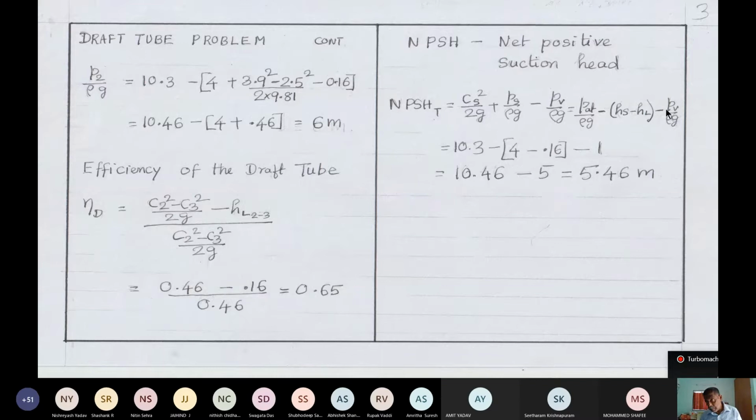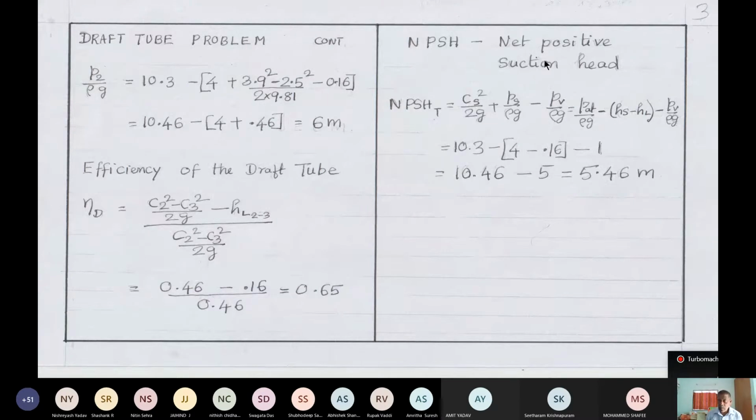See, vapor pressure head depends on the temperature. When the temperature is 100 degrees, vapor pressure head is 10 meters. It goes down as the temperature is less, and if the surrounding pressure is equal to vapor pressure head, the liquid will boil. Note that when the surrounding pressure is equal to the vapor pressure, the liquid will boil. So finally you get NPSH of turbine as 5.46.